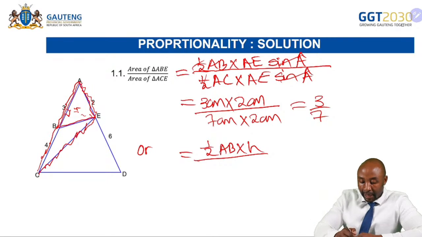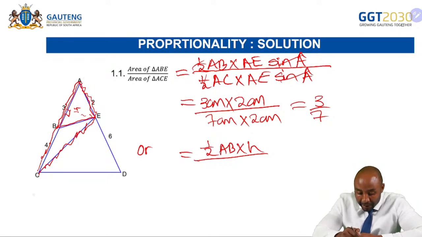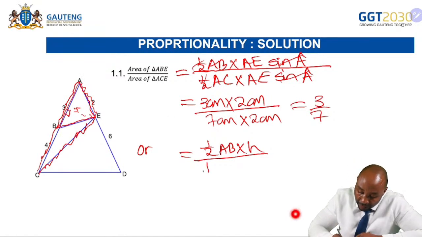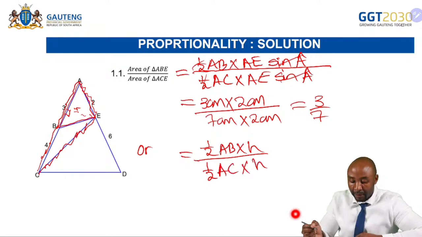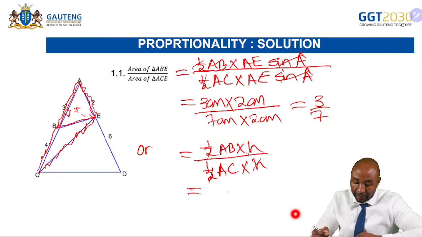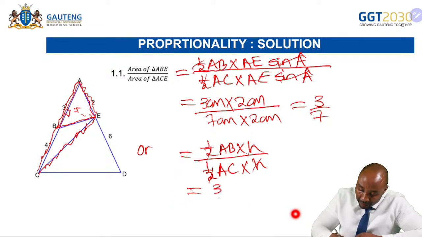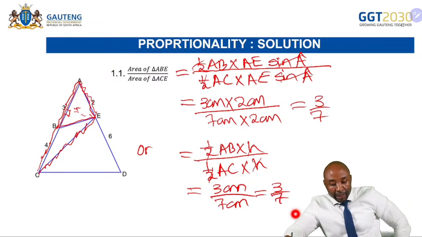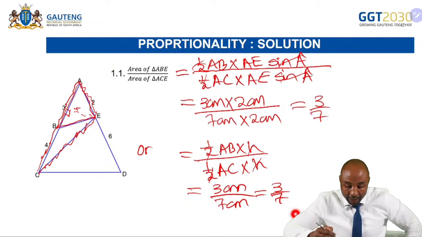ACE, because the height is constructed from AC to the vertex E, they are going to share a common height. It will be given by half. You are able to see half AC times our perpendicular height H, and half will cancel out, and then we'll get our solution as AB over AC. And let's check, our AB is also 3 centimeters and our AC is going to be 7 centimeters. So either way, we are getting the same solution of 3:7. That's how we do the calculation there.